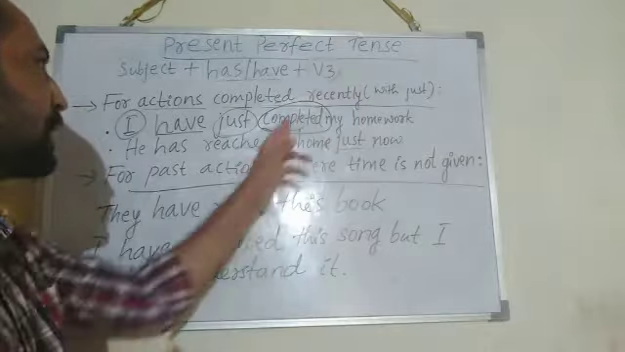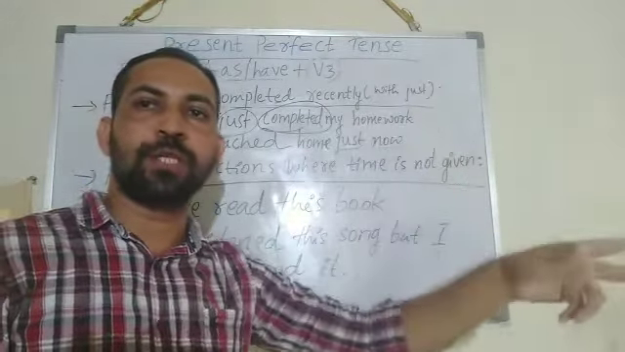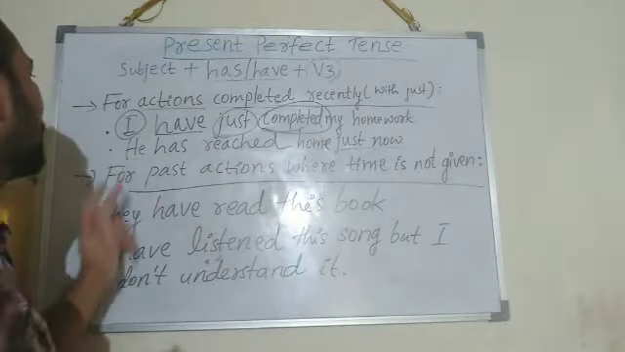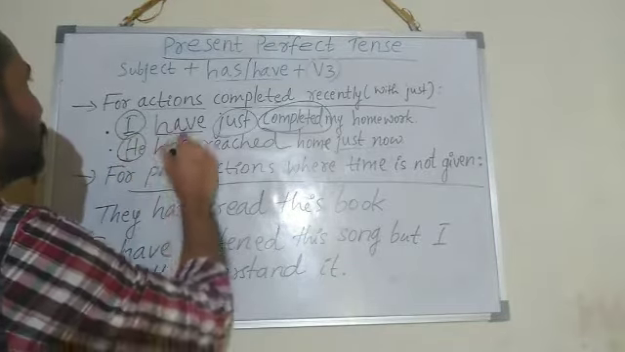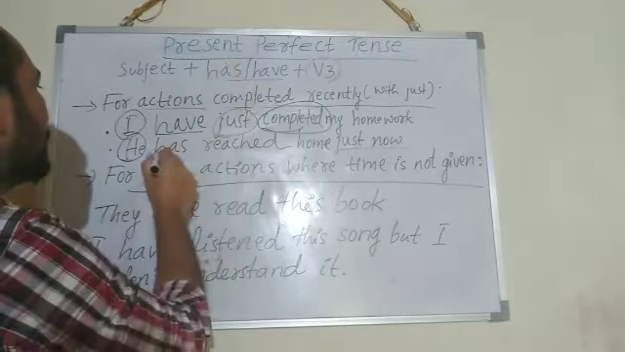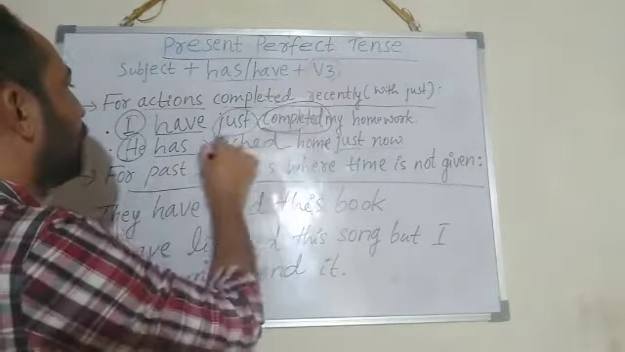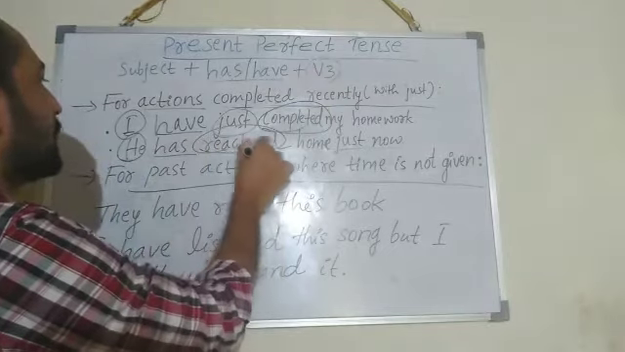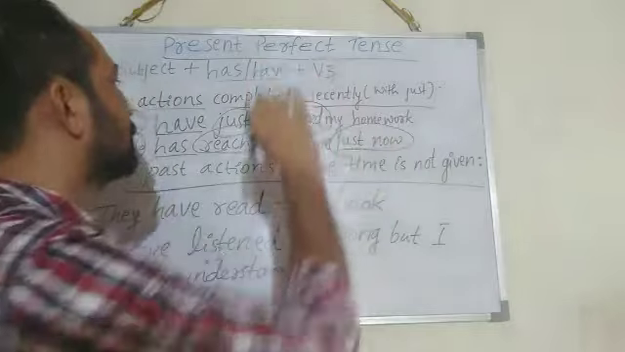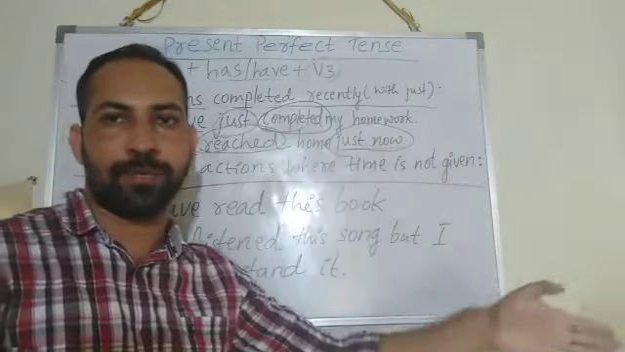So, the action began and finished in the near time. Next example, he is the singular subject, so we have to select the singular auxiliary verb, that is has. Then the V3 form. He has reached just now. The word "just now" shows the action happened in the recent time.